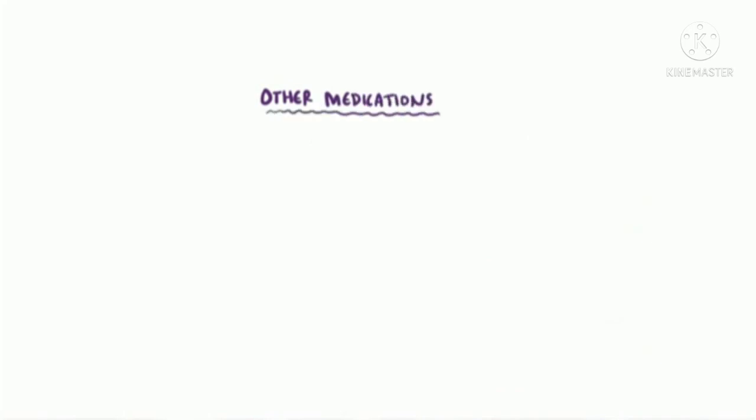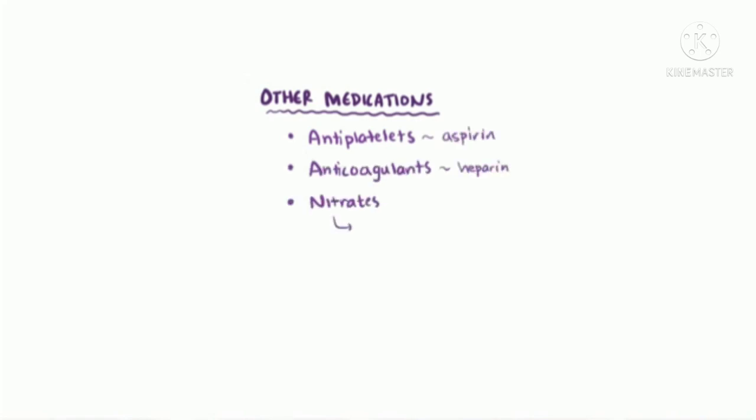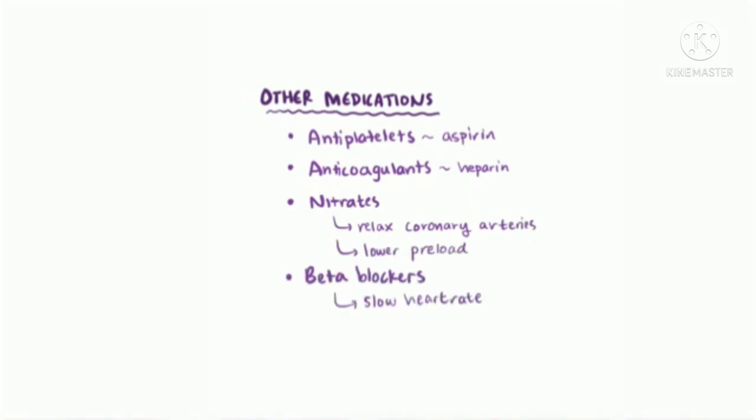In addition to re-establishing blood flow though, there are a number of medications that might be given in the acute setting, including antiplatelet medications like aspirin, anticoagulants like heparin, nitrates which relax the coronary arteries and help lower preload, beta blockers that slow down the heart rate and thereby cardiac demand, pain medication to help relieve discomfort, and statins which help improve a patient's lipid profile.